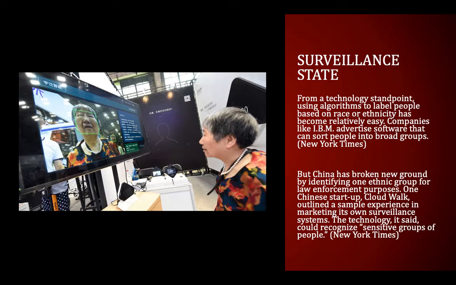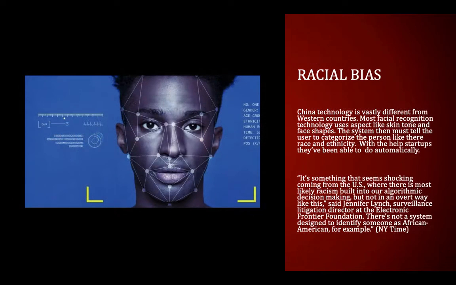From a technological standpoint, using algorithms to label people based on race or ethnicity is becoming relatively easy. Companies like IBM advertise software that can sort people into broader groups. China is doing something a little bit different, but China has broken new ground by identifying one ethnic group for law enforcement purposes. One Chinese startup called CloudWalk outlined a sample experience in marketing its own surveillance system. The technology, it said, could recognize sensitive groups of people, like racial bias.